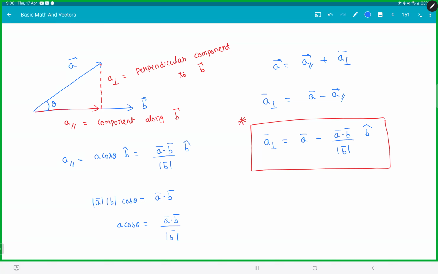So just try to understand what it means. Don't worry, we will do some problems on this and that will become more clear. So what you're trying to find is the length of the shadow. That is a component along the vector, but you can also get a perpendicular one. This is not a standard one.